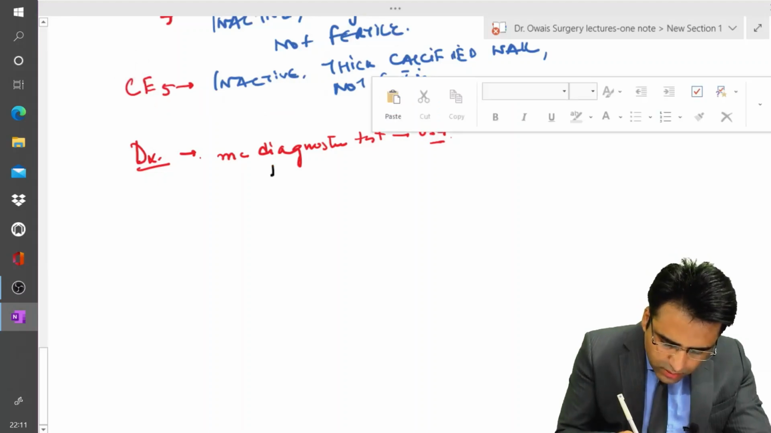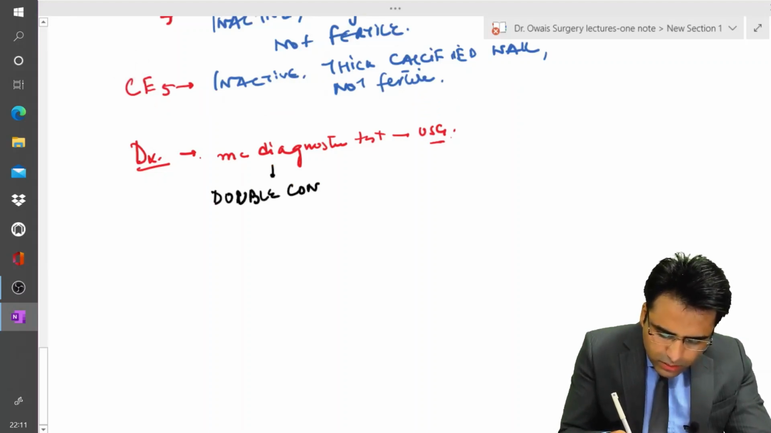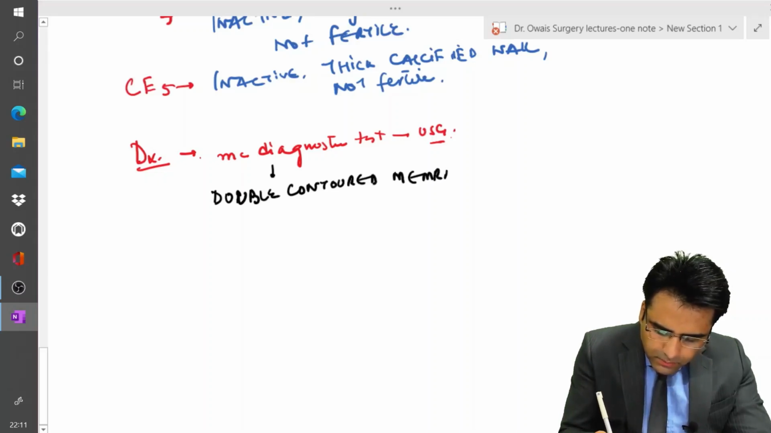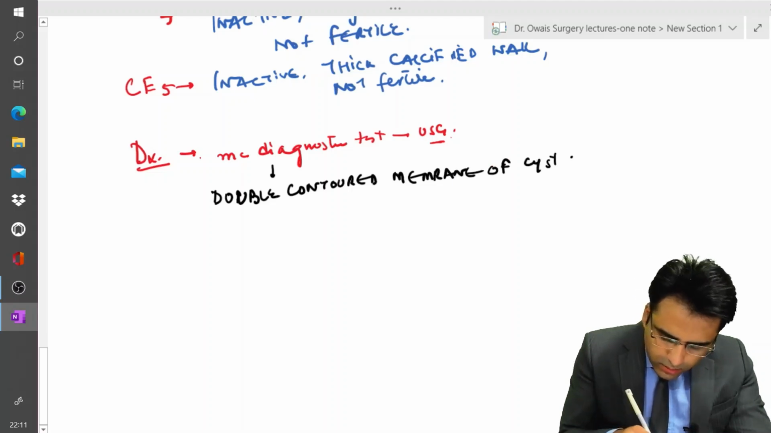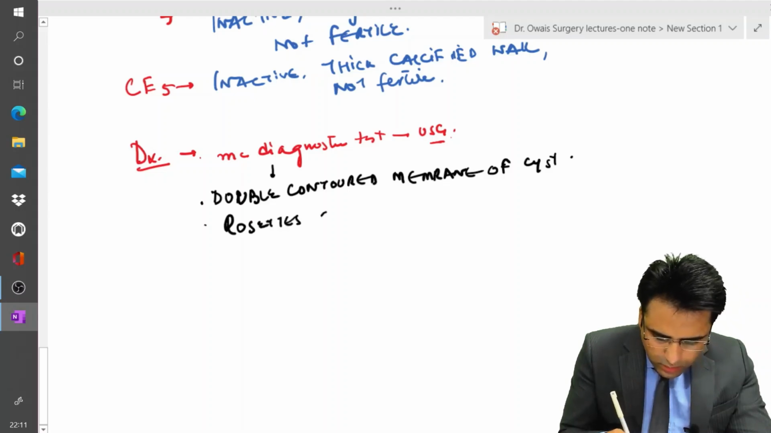It will show a double contoured membrane of cyst, and also we can see a rosette of daughter cysts.